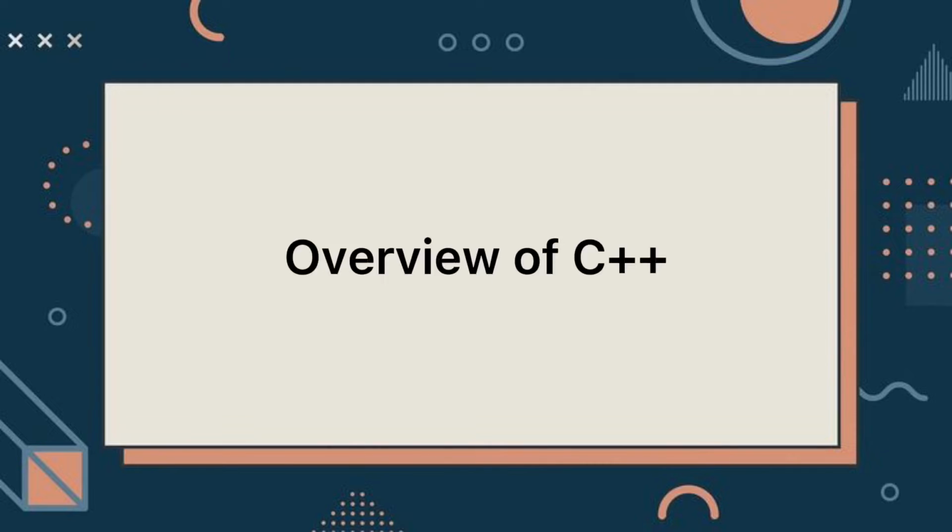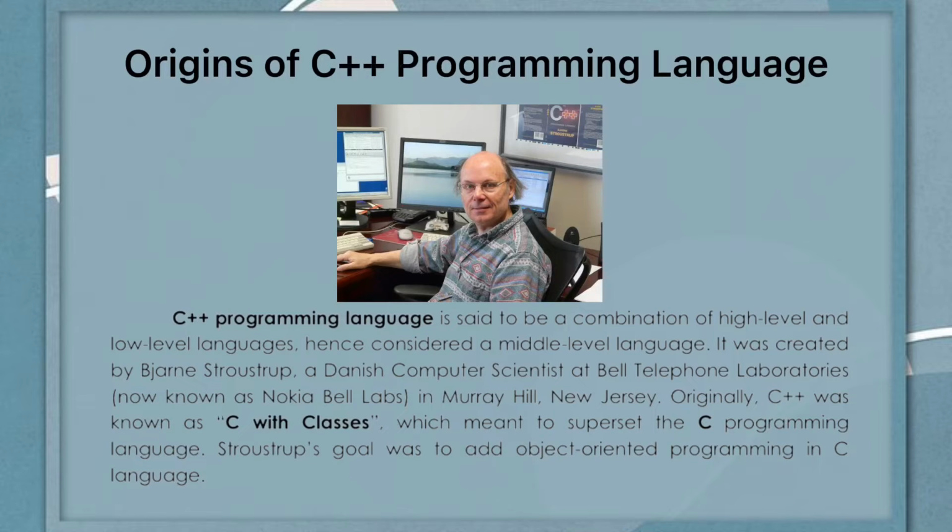Overview of C++. Origins of C++ programming language. C++ programming language is said to be a combination of high-level and low-level languages, hence considered a middle-level language. It was created by Bjarne Stroustrup, a Danish computer scientist at Bell Telephone Laboratories, now known as Nokia Bell Labs in Murray Hill, New Jersey.